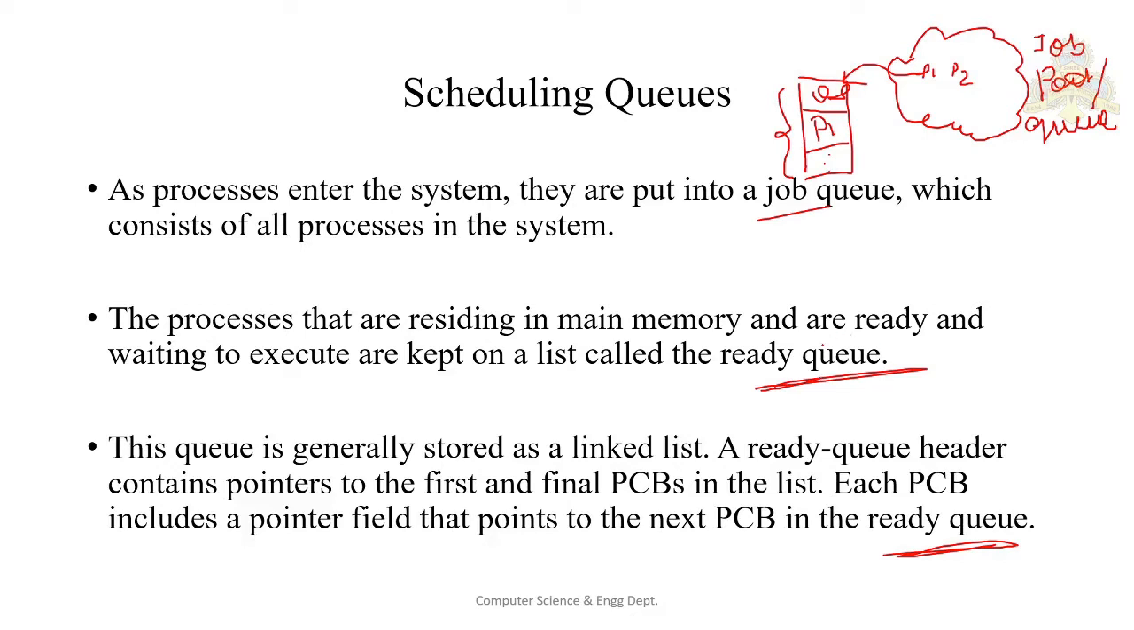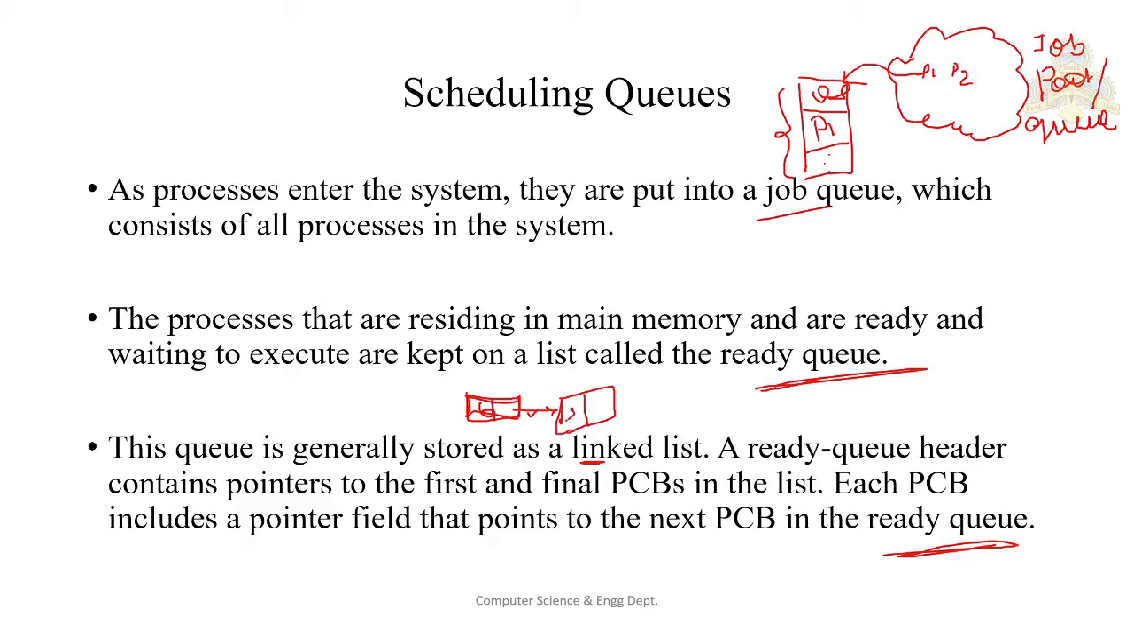Now this queue is generally stored as a linked list. So what is a linked list? In data structures you probably might study or will be studying the linked list. A linked list is nothing but a list where each element contains some data, which is a node, and the next part is a pointer to the next node. This pointer points to the next node in the list.